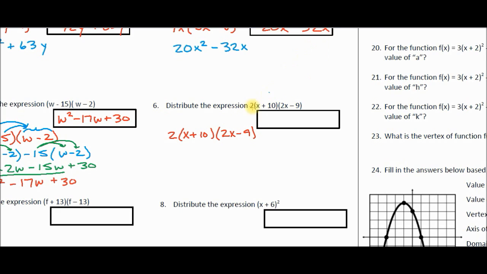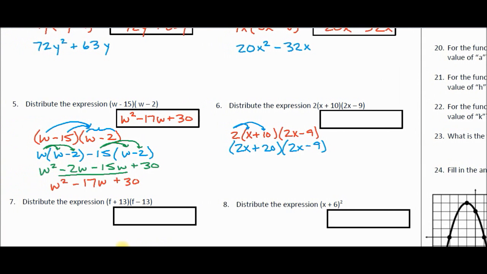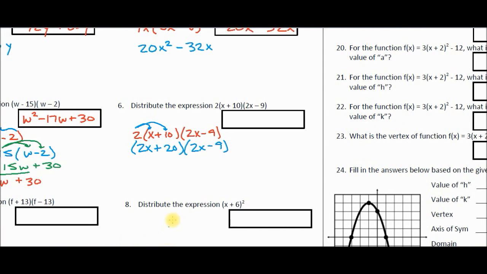Remember class, this is like a two-step problem. We're going to distribute the 2 into the first binomial, get that out of the way. So 2 times x is 2x, 2 times 10 is positive 20. Now that changes into a new binomial, and now we just carry down the other one, 2x minus 9. And now if you look at this, we actually have the same kind of problem we had on question number 5. Two binomials that we have to distribute together or multiply together.